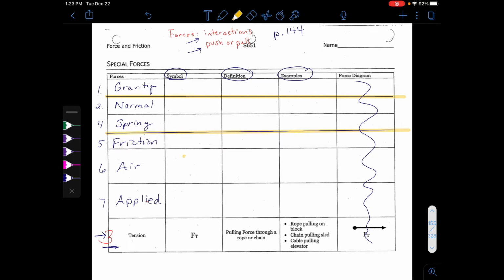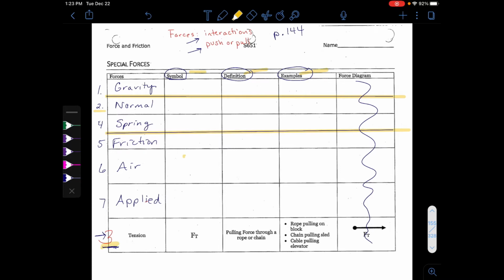The first one he'll discuss in the video is gravity. Make sure as you watch the video, you write down the symbol for force of gravity, the definition, and the example. If he's going too fast, hit pause, go back. Number 2, he'll talk about force normal. For this video, he talks about tension as number 3.